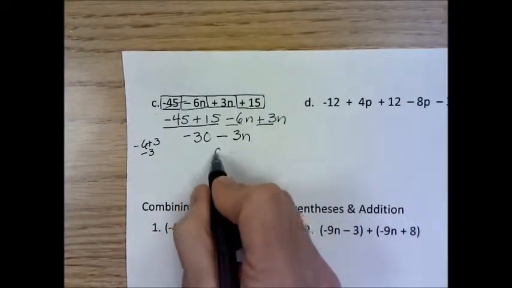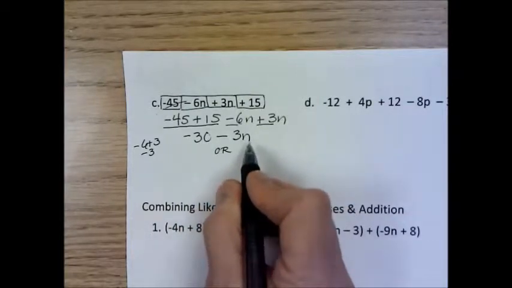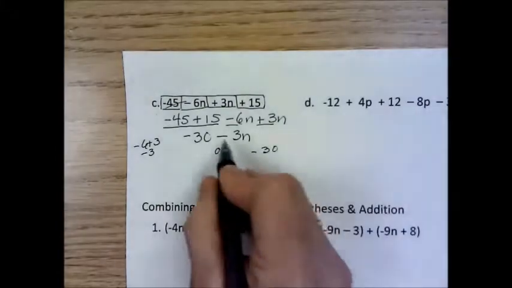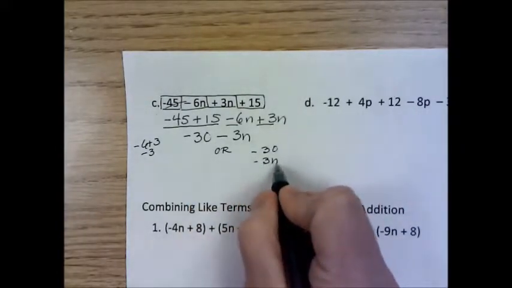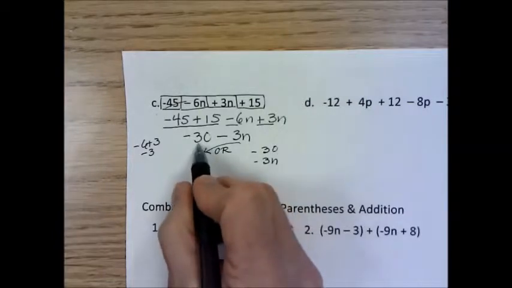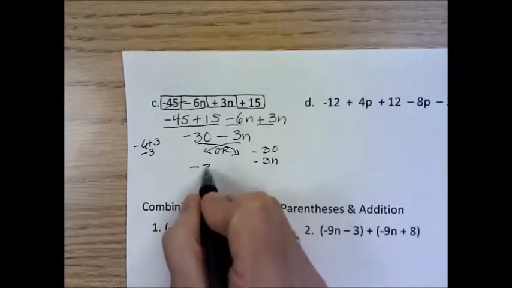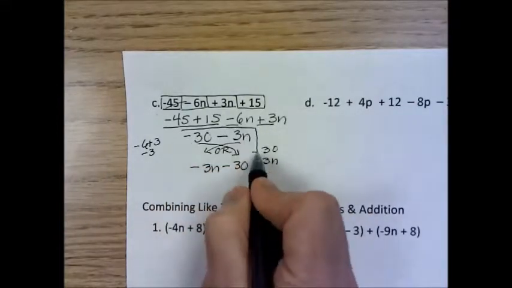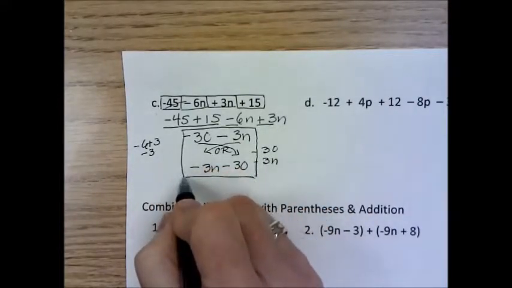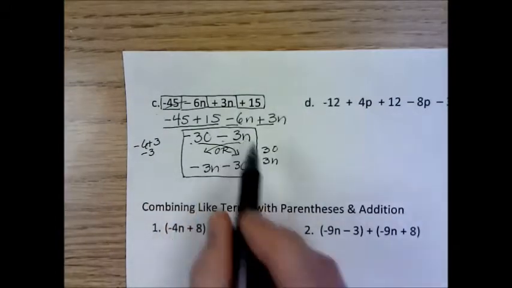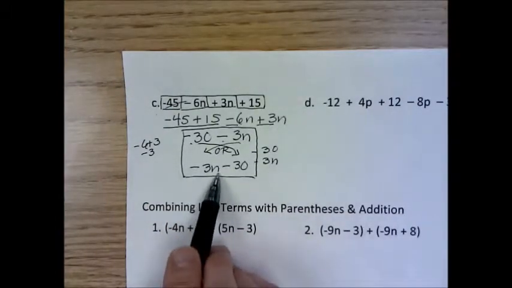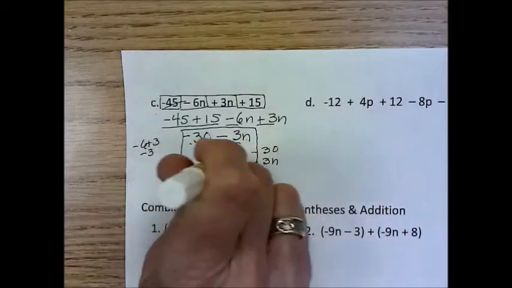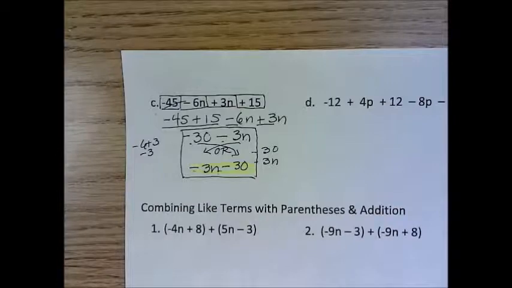Now, to get our variable as the first term, remember my 2 terms here are negative 30. And then I have a negative 3n. So if I'm just reversing the order of these terms, this would be negative 3n minus 30. So my answer could be written as negative 30 minus 3n or negative 3n minus 30. Now generally this would be the best way to write it because we usually put our variables first.